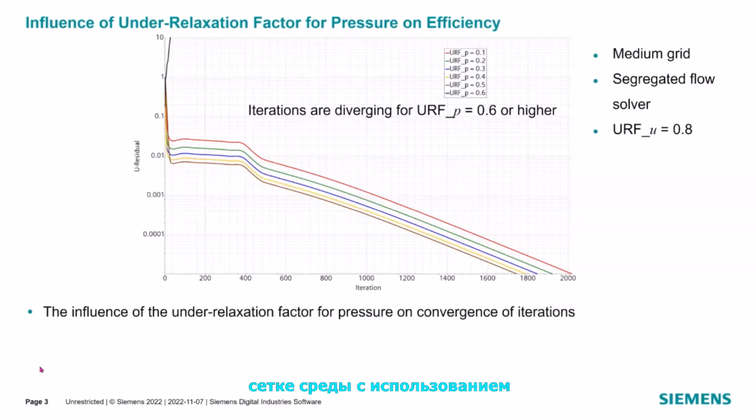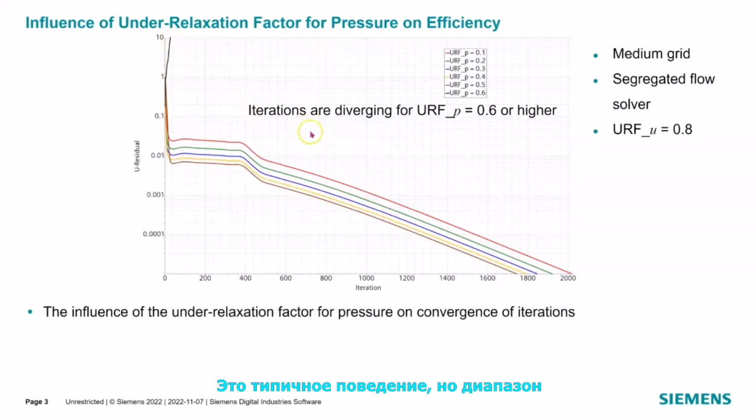computing the flow on the medium grid using the segregated flow solver and the under-relaxation factor for velocity set to 0.8. For a given under-relaxation factor for velocities, here 0.8, the number of iterations required to reduce the residual norm for u velocity below 10 to minus 5 reduces slightly as the under-relaxation factor for pressure is increased from 0.1 to 0.5. However, if the under-relaxation factor for pressure is further increased to 0.6, then iterations diverge.